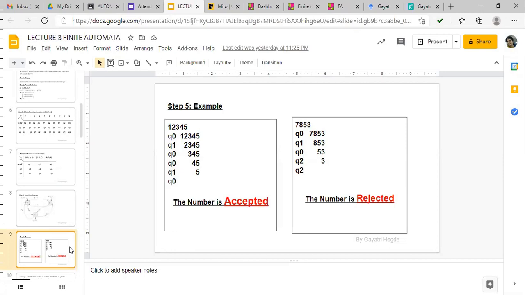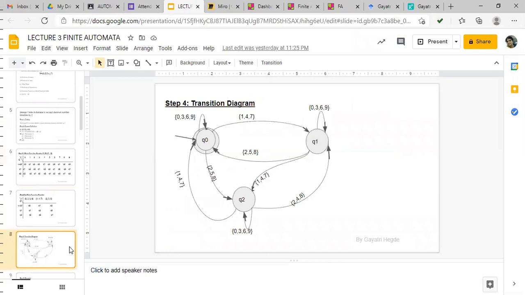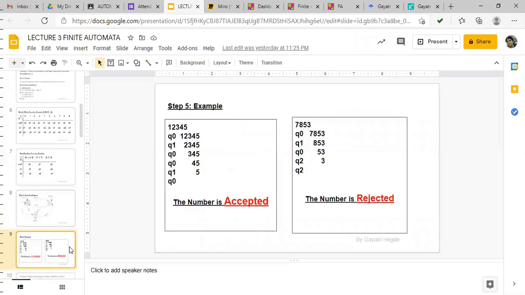So what are the examples that we have solved? We have seen decimal number divisible by 3, right? We have seen decimal number divisible by 4. Similarly, we have seen binary number divisible by 4, and you have solved binary number divisible by 5. I think we have done till here, right?